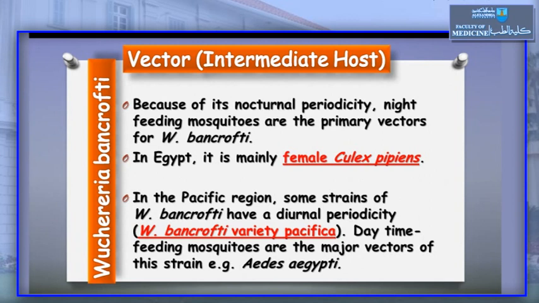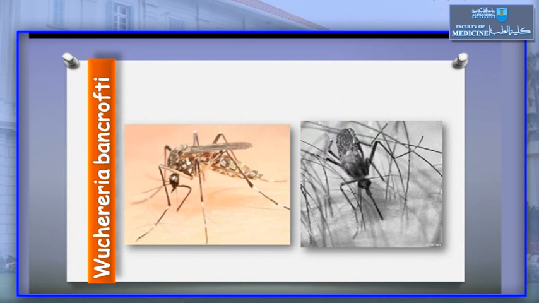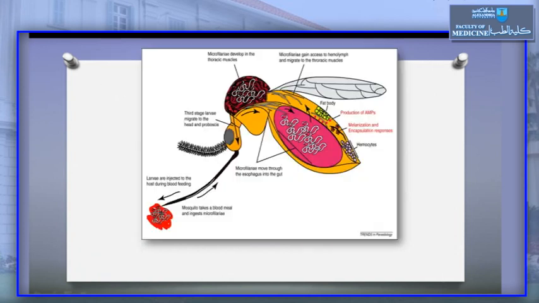In the Pacific region, some strains of Wuchereria have a diurnal periodicity, which is named Wuchereria bancrofti variety pacifica, where daytime feeding mosquitoes are the major vectors of this strain, especially Aedes aegypti. These are photos of Aedes and Culex, the vectors.